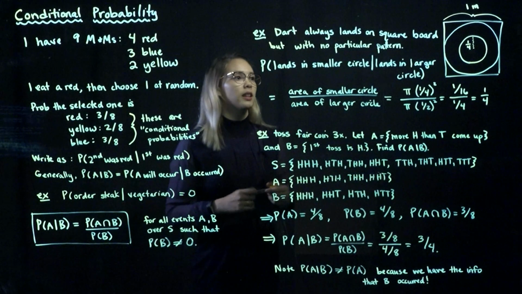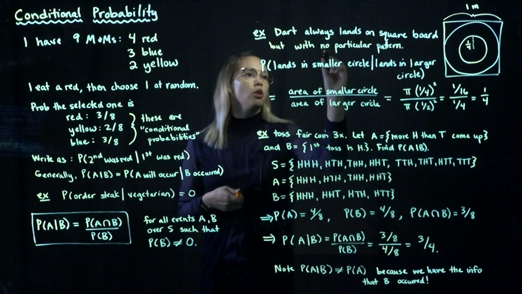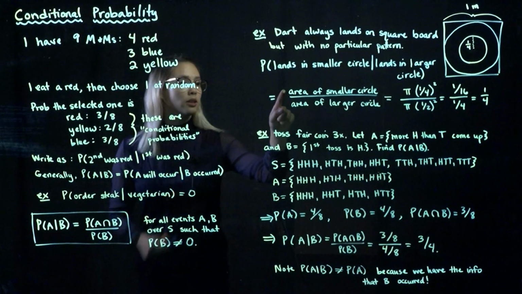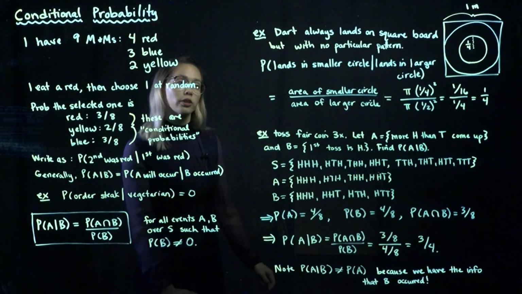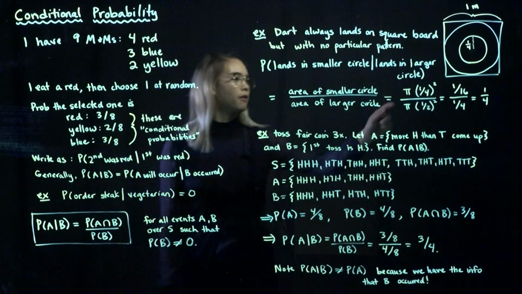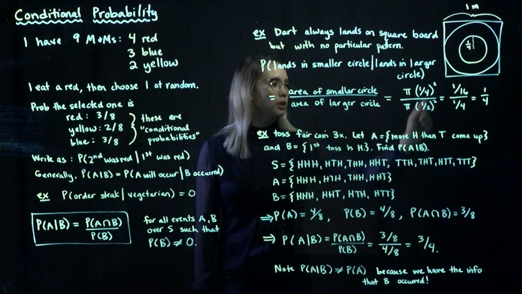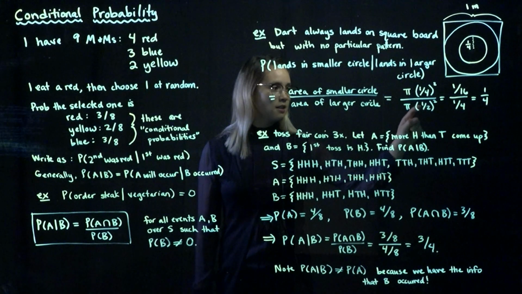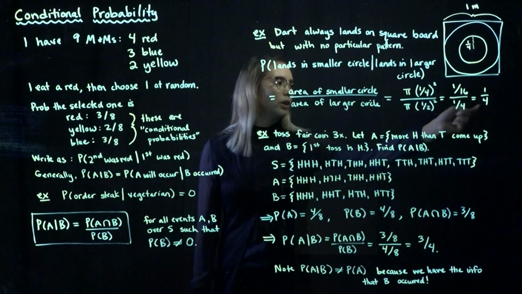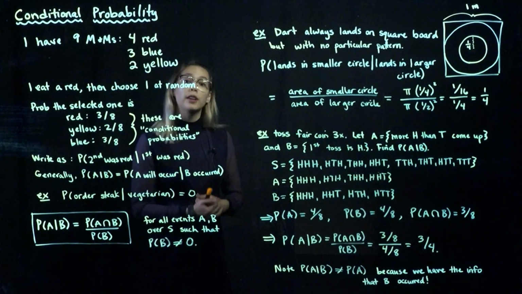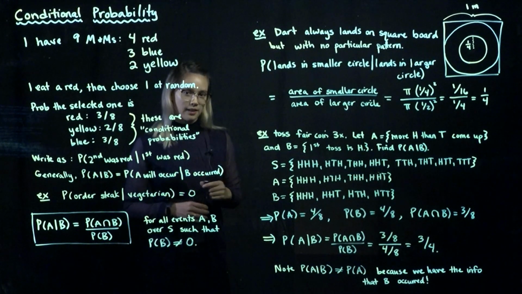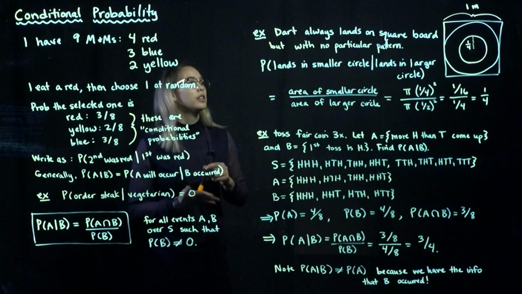What we can do to calculate this probability, because there's no particular pattern here, is take the area of the smaller circle and divide it by the area of the larger circle. And of course, area is pi r squared, so we have pi times the radius of the smaller one squared, divided by pi times the radius of the larger one squared. Once we crunch that out, we get 1/4. So in other words, if I know that my dart has landed in the larger circle, the probability that it's actually in the smaller circle is 1/4.